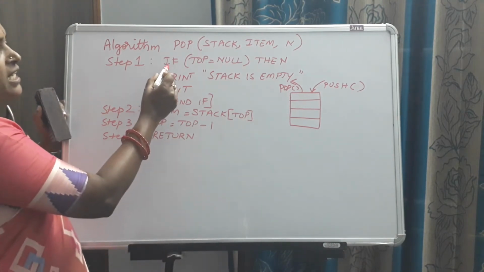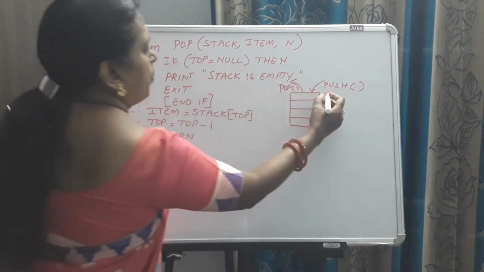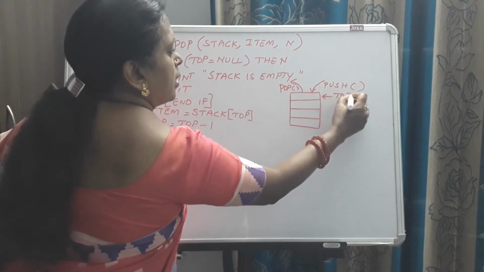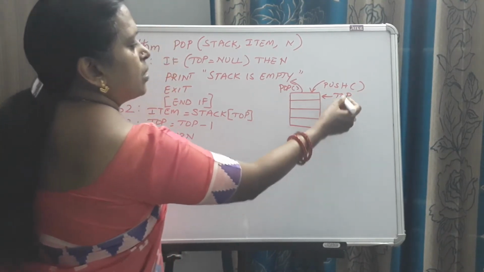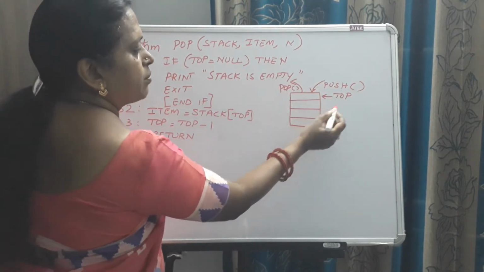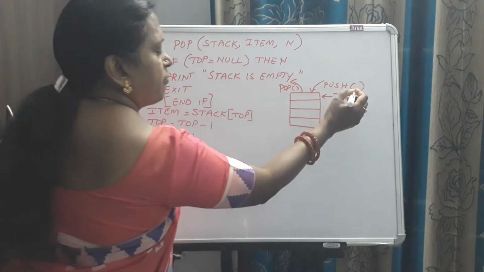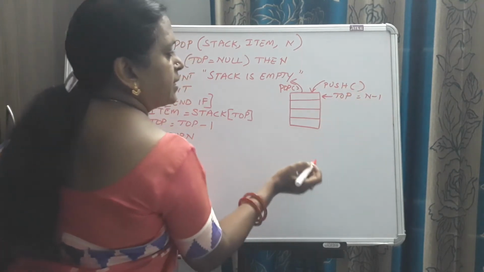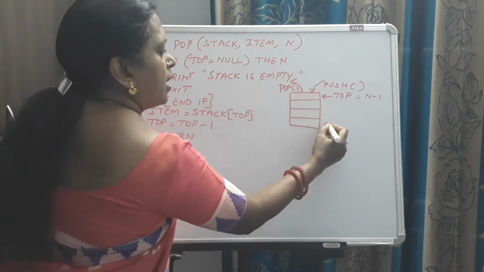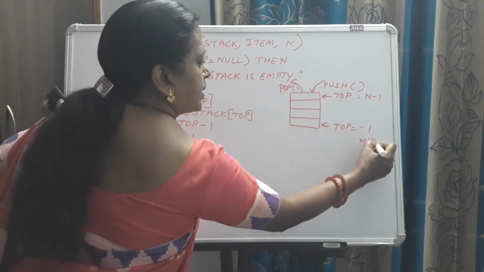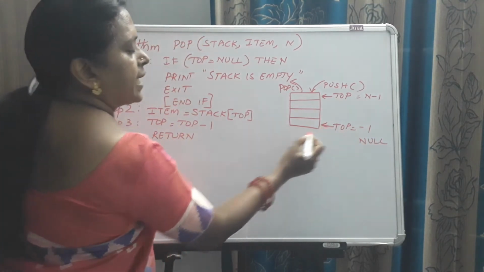The first condition, we are checking whether top, that is the topmost element, the top pointer, which is used for insertion of elements as well as deletion of elements, to check where it is pointing at. If the top is equal to n minus 1, then the stack is full. If top is equal to minus 1 or null, then the stack is empty.